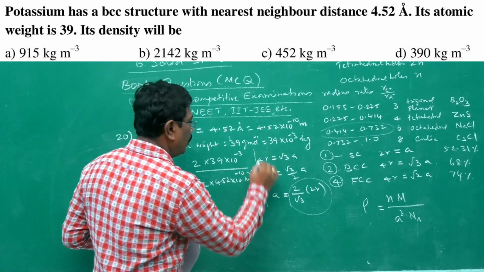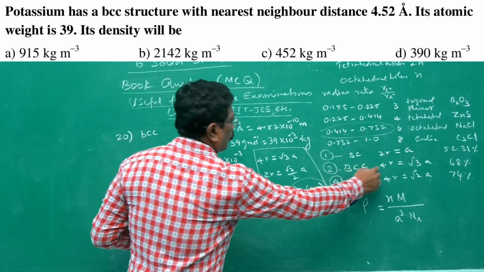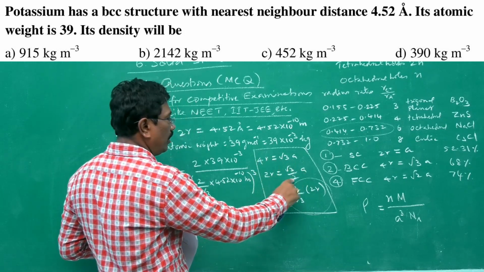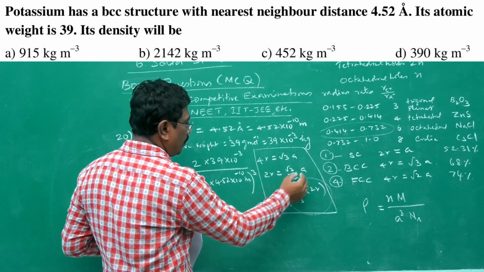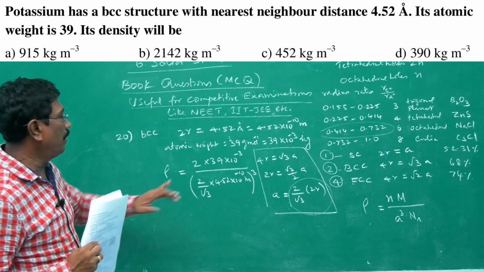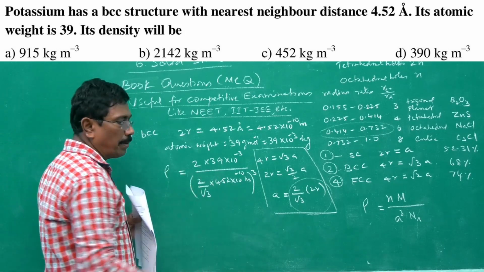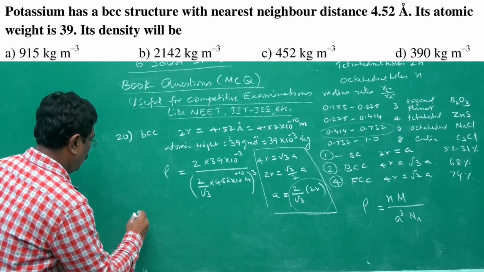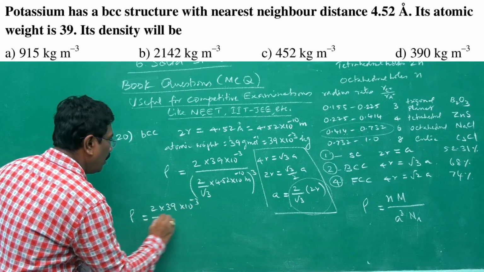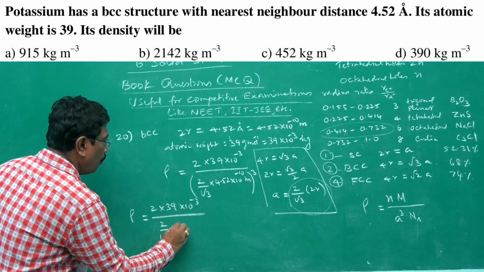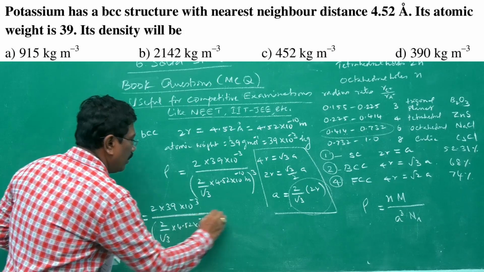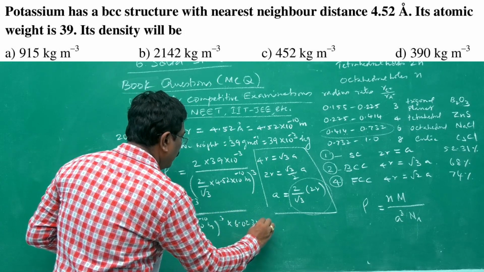So, this we know, 4r is equal to root 3a, 2r this much, therefore a is equal to 2 by root 3 into 2r. 2r value we have substituted, and it has to be multiplied by Avogadro number. Let me write again, rho is equal to 2 into 39 into 10 power minus 3 divided by 2 by root 3 into 4.52 into 10 power minus 10 meter whole cube into Avogadro number 6.023 into 10 power 23.